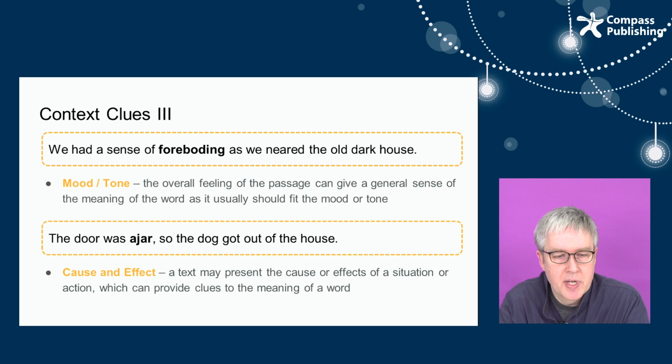So, for example, we had a sense of foreboding as we neared the old dark house. The mood of the sentence is very dark and scary, ominous. So we can guess that foreboding is not a positive word. It doesn't mean happiness or joy.